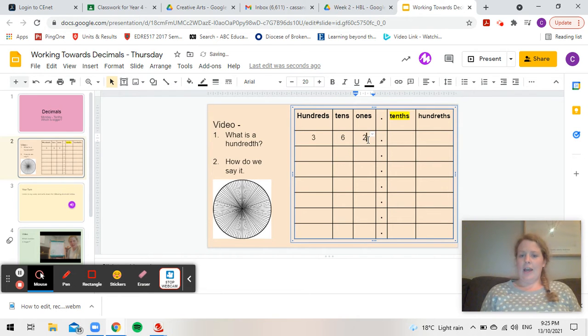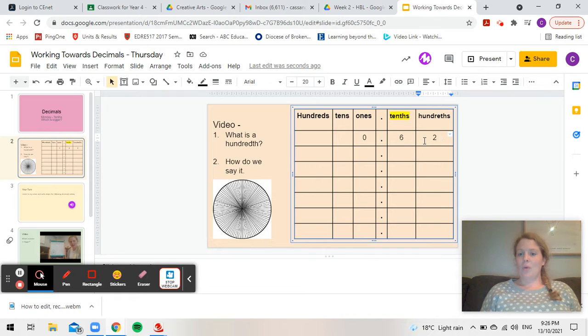So say that I had 0 and 62 hundredths. Okay, I would write it like this: 0, my decimal point, and 62 hundredths. So I can't do this because that would have two numbers in a column. I can only have one number. So you'd have a 6 and a 2 to make 62 hundredths.